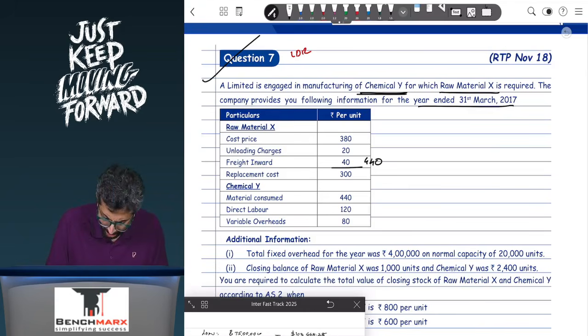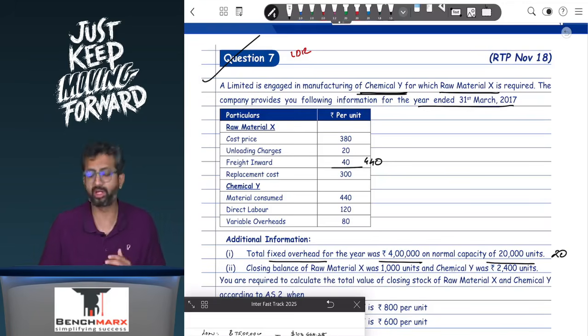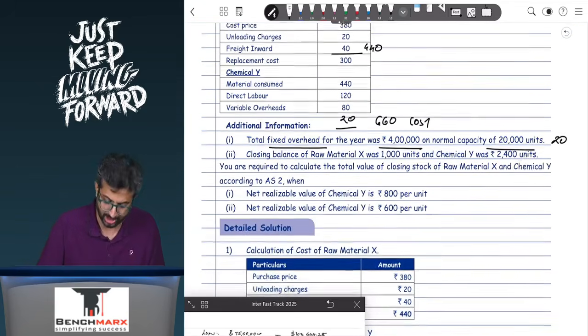Now for chemical Y, the materials consumed is 440, this makes sense. Direct labor and variable overheads. Total fixed overheads for the year was 4 lakhs based on normal capacity of 20,000, and hence 4 lakhs divided by 20,000 comes to 20 per unit. So this will also be a part of my overall cost. And hence I will take 440 plus 120 plus 80 plus 20 comes to 660. My total cost of the finished goods is going to be 660.